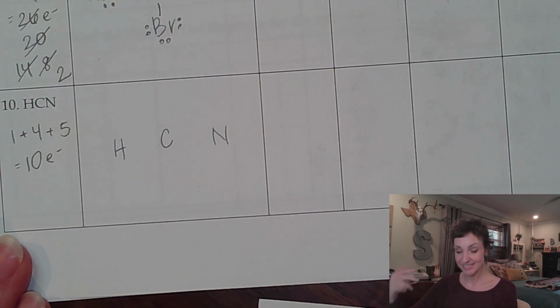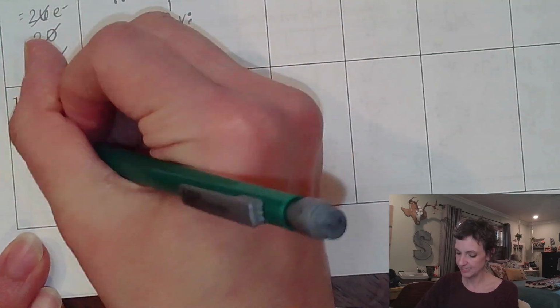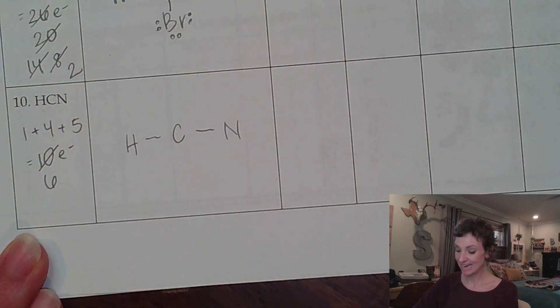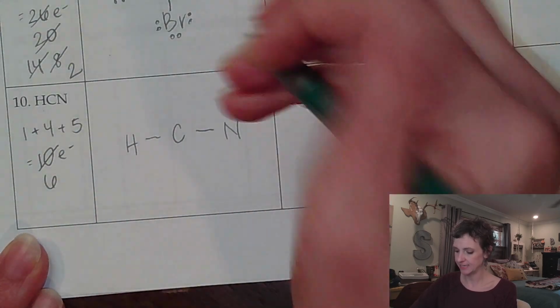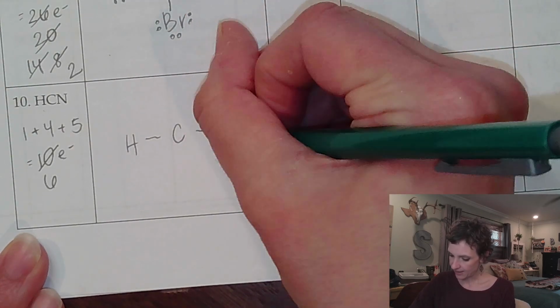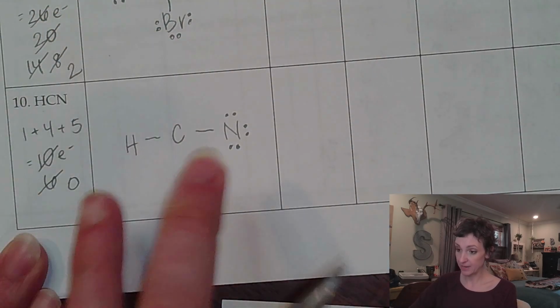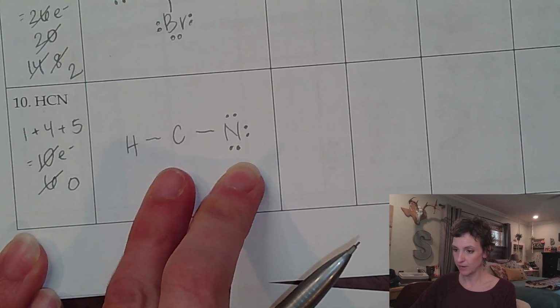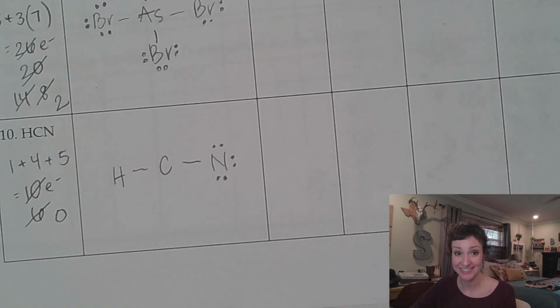Connect everybody up to the central atom. 1, 2, 3, 4. I'm now down to 6. Now I'm going to fill up the outer atoms with electrons. We good over here with hydrogen. Nitrogen, oh, he needs 6 more. 1, 2, 3, 4, 5, 6. Amazing. We're out. Everybody on the outside is happy, but carbon, oh no. He needs 4 more electrons.